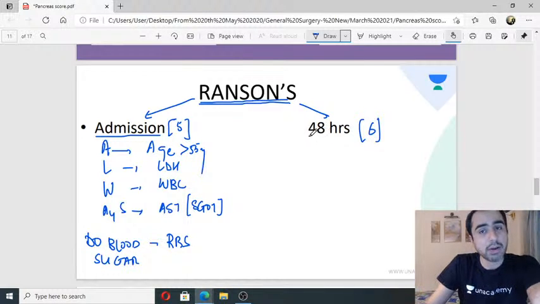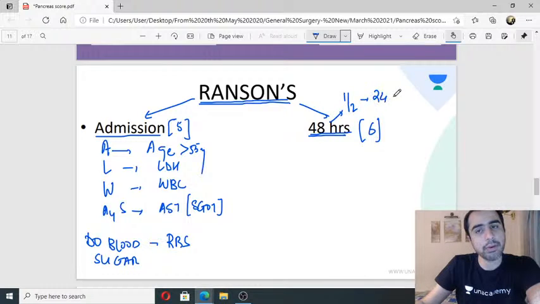At 48 hours, this is the tricky one. How do you remember? There are 6 parameters at 48 hours. Now, at 48 hours, what are you supposed to remember? 48. What is half of 48? Half of 48 is 24. Which we call in Hindi, what is Hindi 24? It is 24.